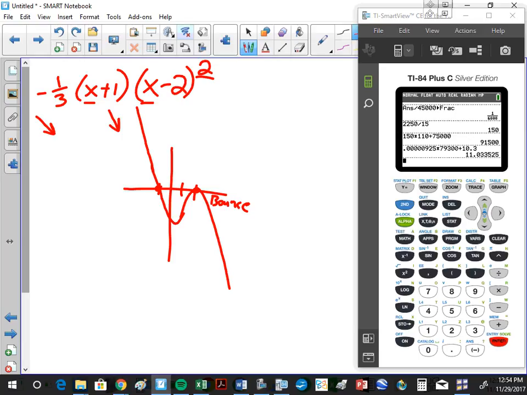Okay. What would the 1/3 do? Make it shorter. So we take this height and we cut it into a third, and then that's just a bounce. So now it looks more like that. Does that make sense? Okay.